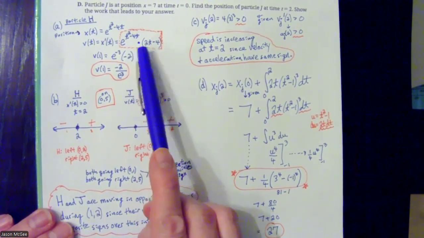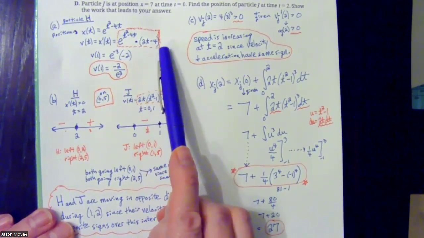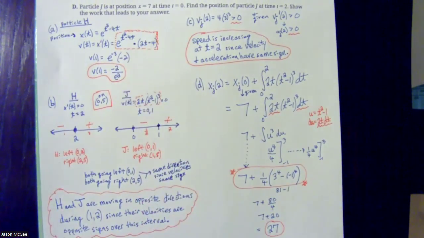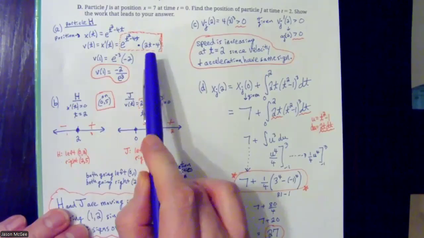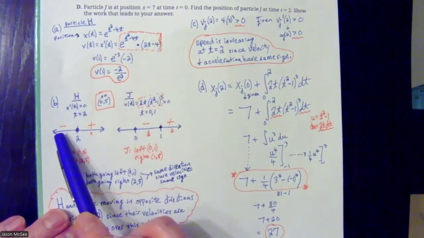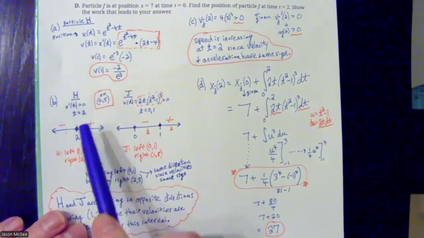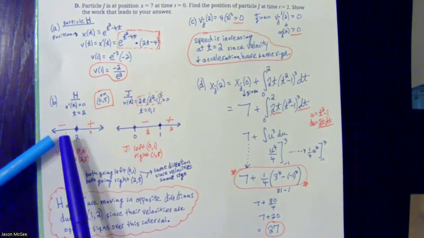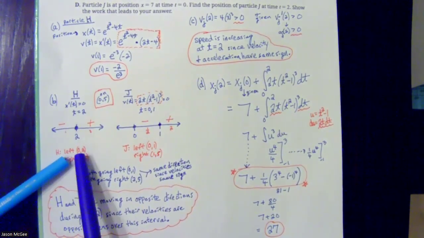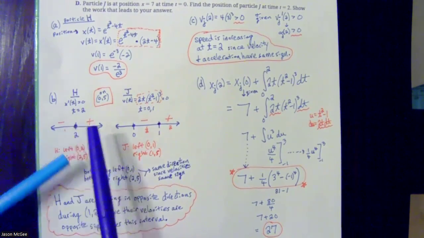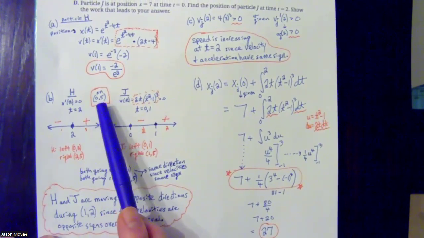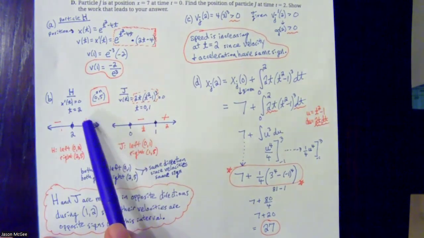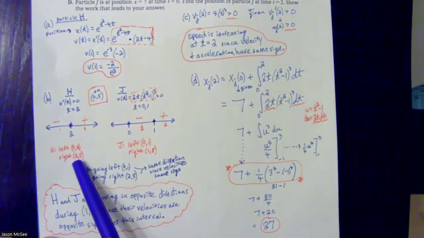I did 2 times 1 minus 4 and 2 times 3 minus 4. The e to a power is going to be positive, above the x-axis. But then 2 minus 4 is a negative number, and 6 minus 4 is a positive number. So this means when the velocity is negative, particle H is moving to the left between 0 and 2, and then between 2 and 5, because remember, the problem only exists between 0 and 5, that's where particle H is moving to the right.